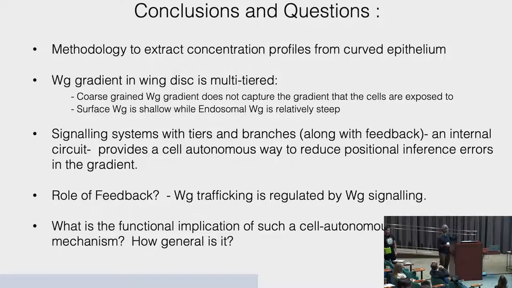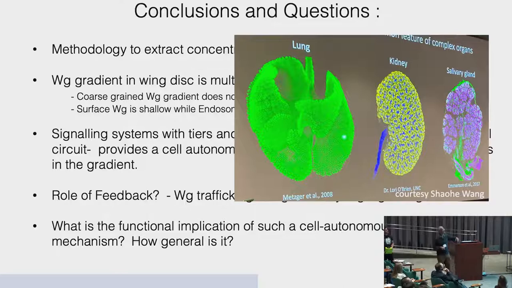But what is the functional implication of such cell-autonomous error reduction mechanisms? How general is it? The cell is now behaving as an accuracy-producing device. And I just captured this picture this afternoon from Xiaowei. Can these systems produce amazing patterns like that at much more precise spatial scales? Maybe this is one of the elements of that.